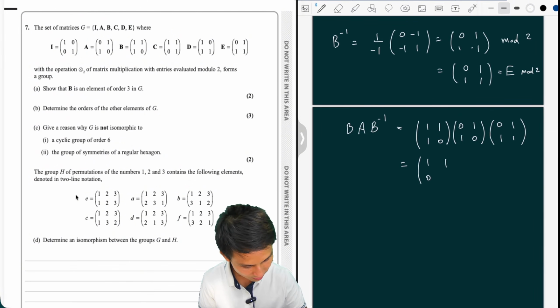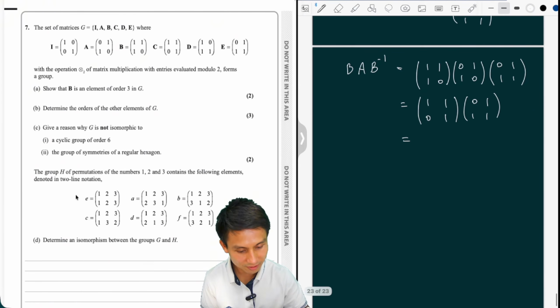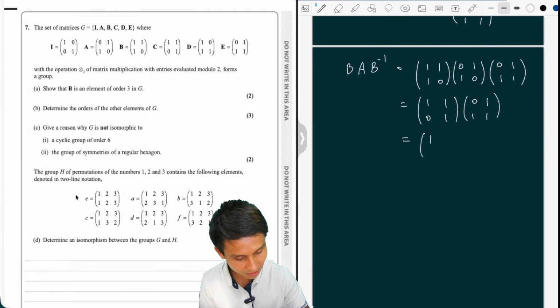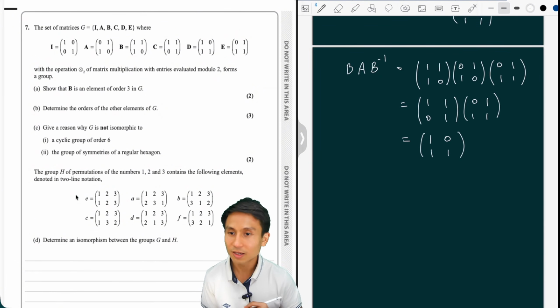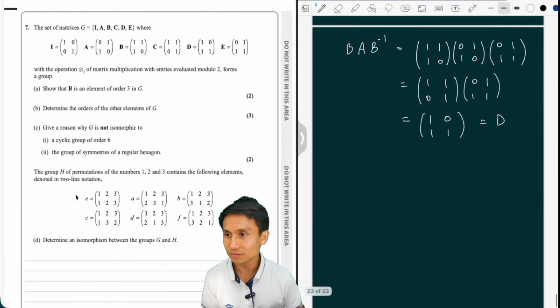0, 1. Yeah, the first two gives me that. And this is what? 0, 1 here. 1 plus 1 is 2, so modulus 2 is 0. 0 plus 1 is 1. 0 plus 1 is 1. And this is matrix D, right?